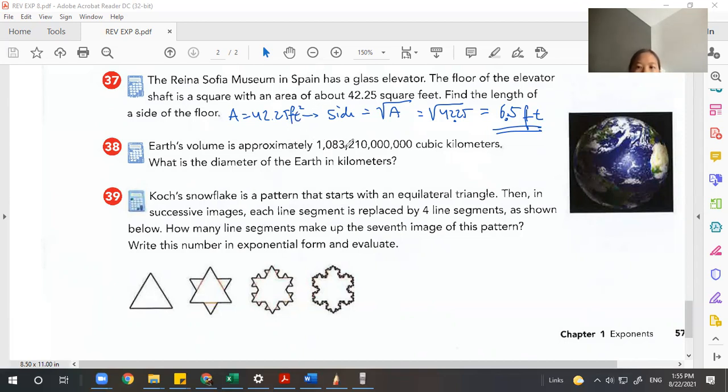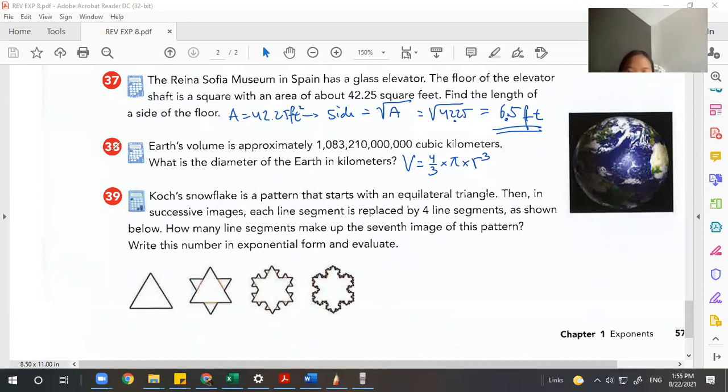Earth is this. What is the diameter of Earth, given its volume in cubic kilometers? The diameter. Okay, so you have to use the formula. Have you ever learned about the formula of a sphere, the volume of the ball? Let me show you. So V equals 4/3 of pi times the radius cubed, right? Oh yeah, I remember now.